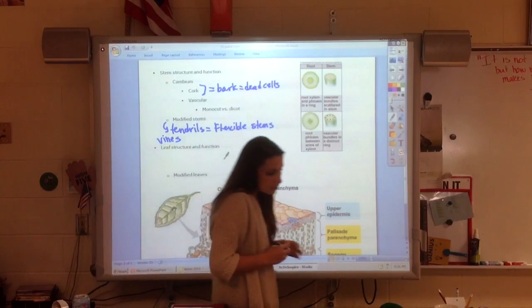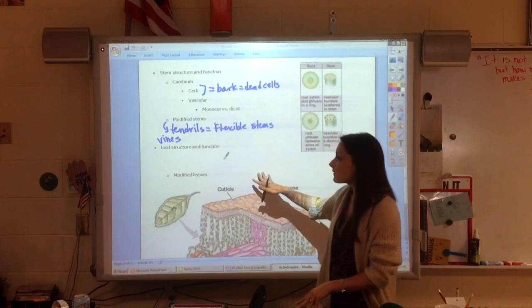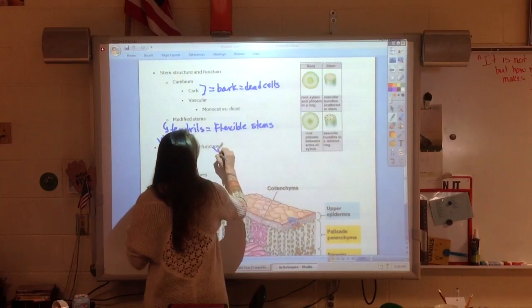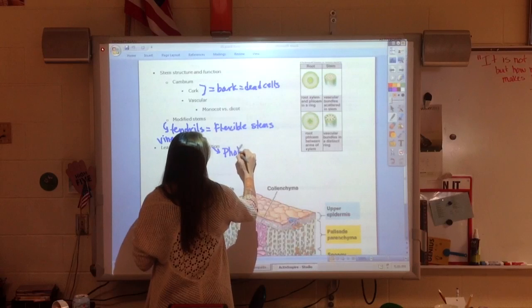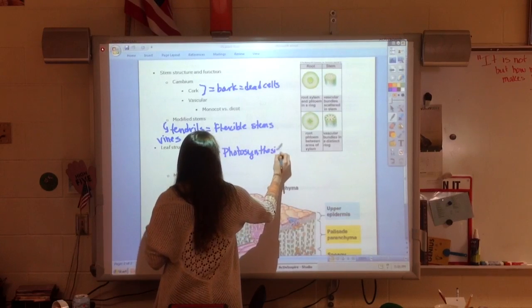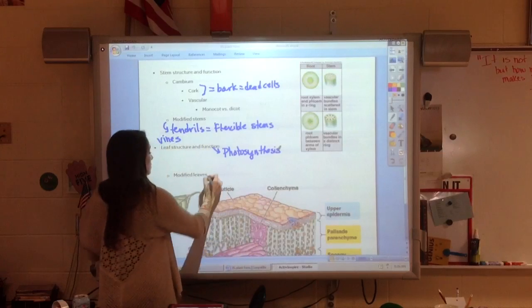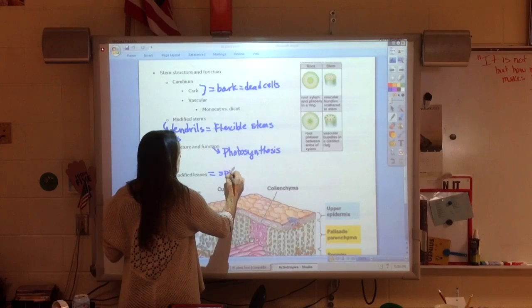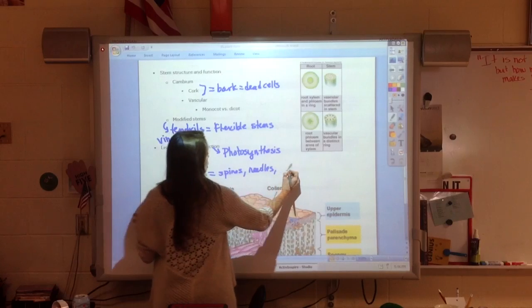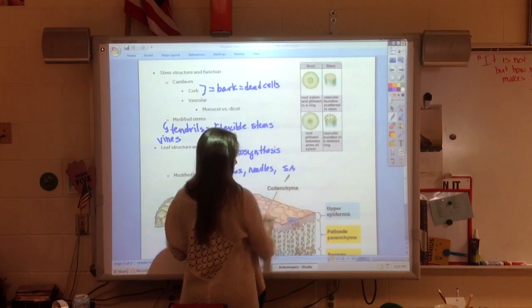Where we actually want to focus a little bit more is on the leaf structure and function. Keep in mind that this is really all about photosynthesis. So all of the structures are there to maximize photosynthesis. We will see some modified leaves as spines for protection or needles. We'll see changes in the surface area.